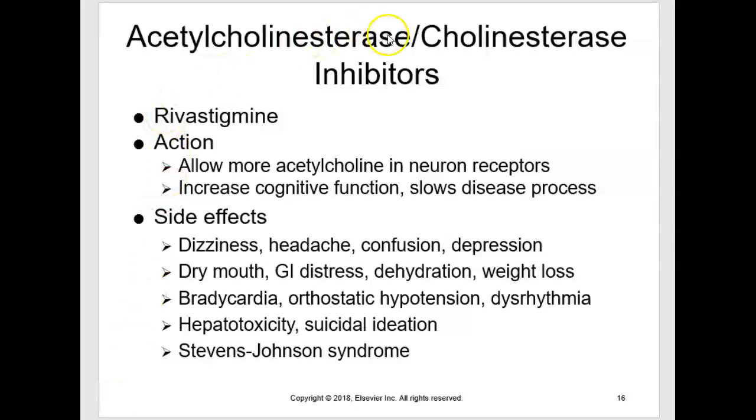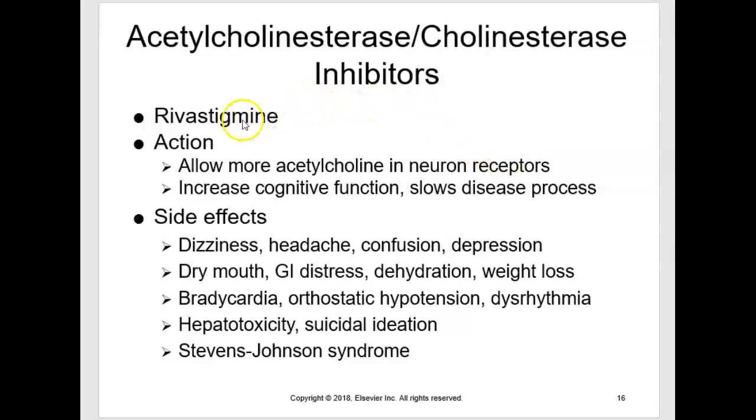So an acetylcholinesterase inhibitor, you see that ASE, you know that we're talking about an enzyme. So acetylcholinesterase breaks down acetylcholine. If the medication is an inhibitor of that enzyme, it prevents the enzyme acetylcholinesterase from breaking down acetylcholine, which allows more acetylcholine in neuron receptors. It also works by allowing more acetylcholine to be present. It increases cognitive function and slows disease process.